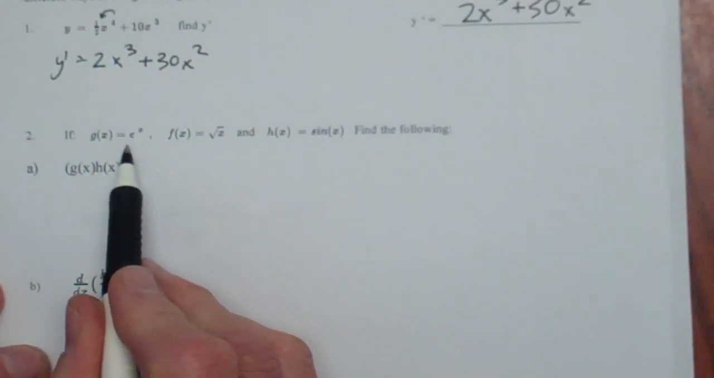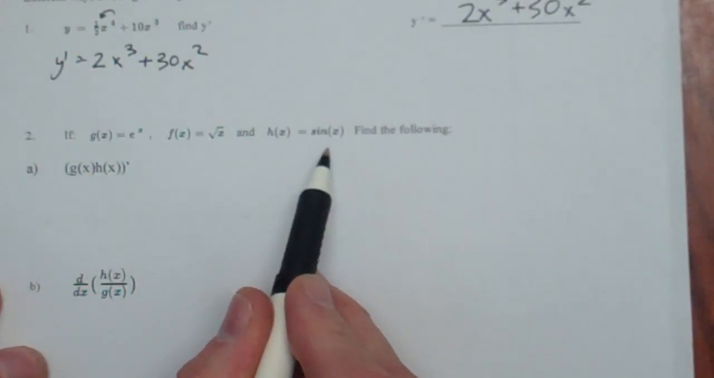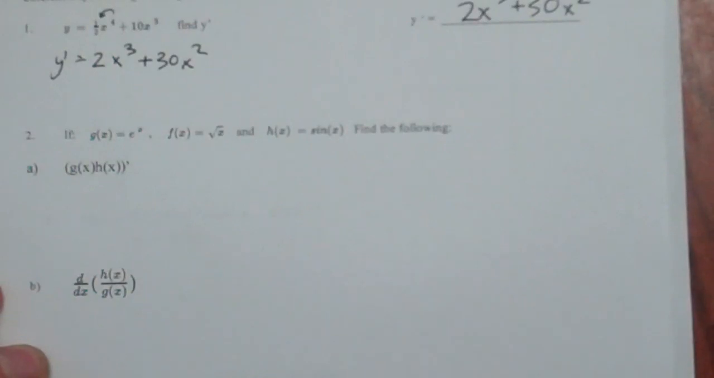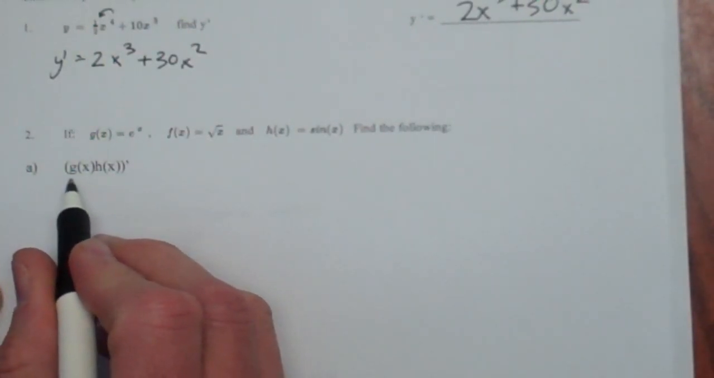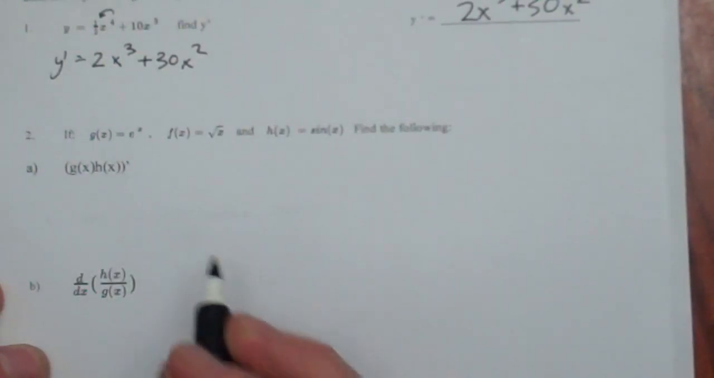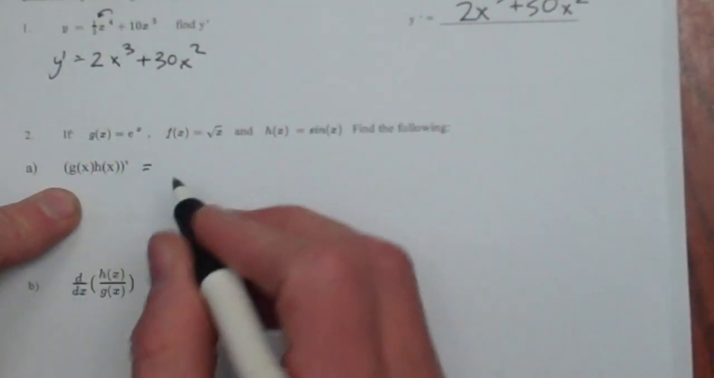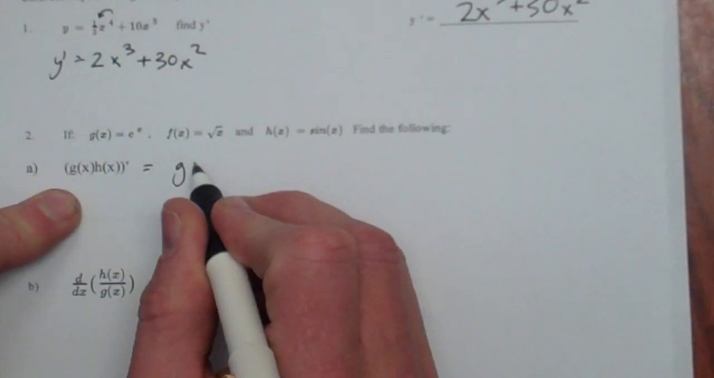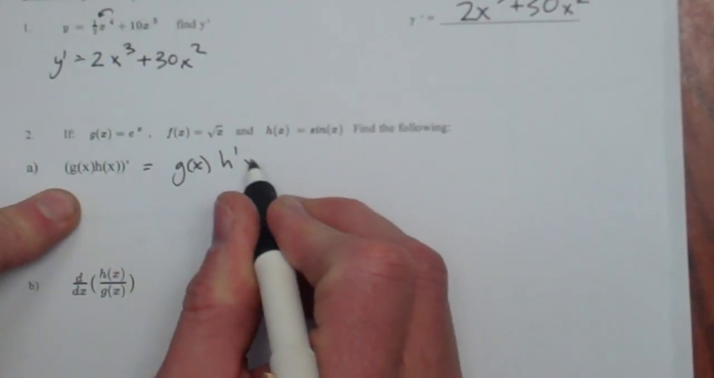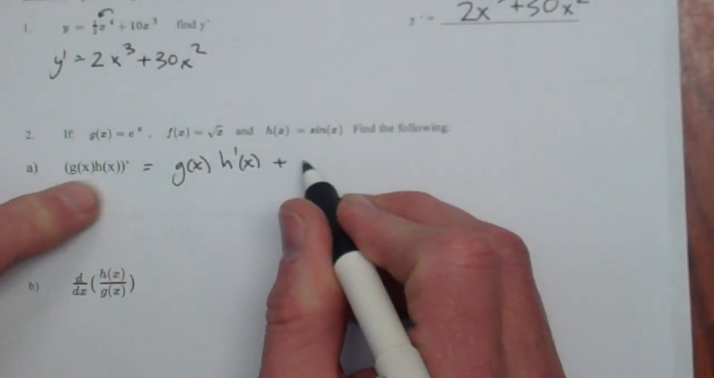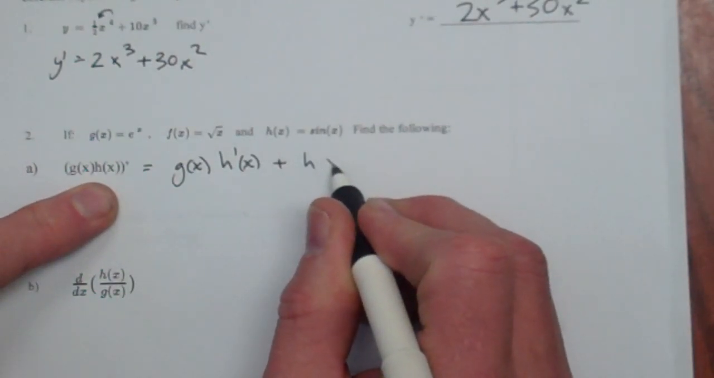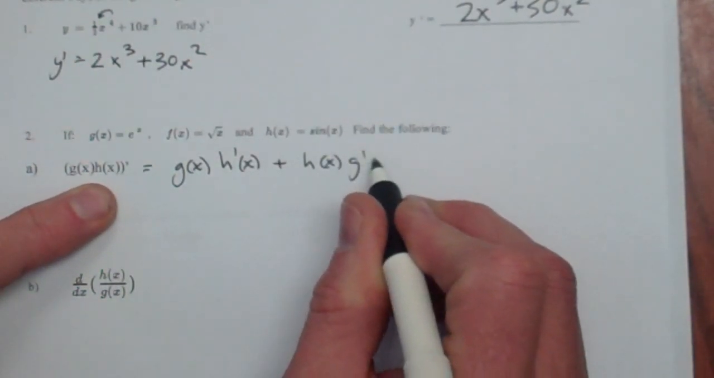This one now you're given 3 very different looking functions, and we're just taking various combinations of them. Alright, this is a product. That is the derivative then, so it's going to be our classic product rule. The first times the derivative of the second, so g of x and then h prime of x, plus h of x times g prime of x.